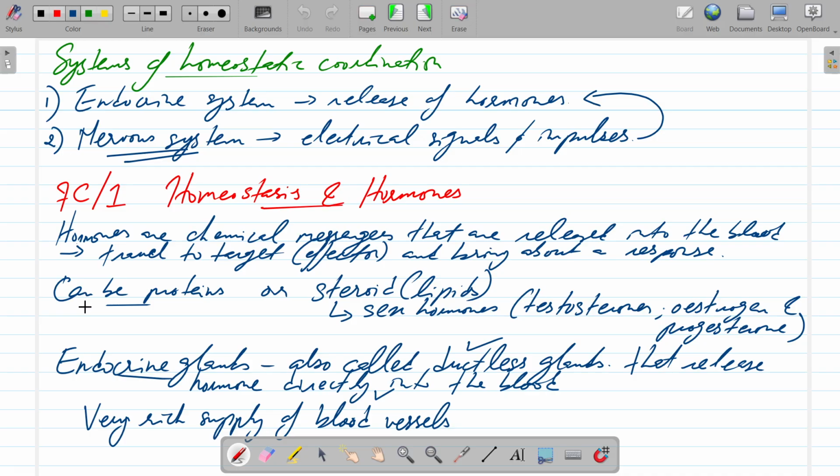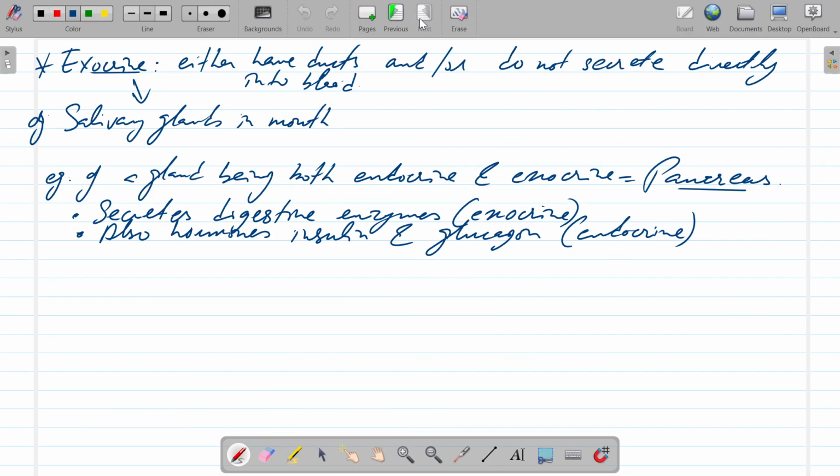They can be proteins, they can be steroids, depends. Protein hormones can be ADH, antidiuretic hormone, which we will study in detail. Steroid hormones are the sex hormones, testosterone and estrogen and progesterone. And they're called endocrine because the other glands that have either ducts, or if they don't, their secretions don't go directly into the blood, so they go into a cavity, are called exocrine glands. An example are the salivary glands in the mouth. So saliva is released into the mouth. It's obviously not going into the blood.